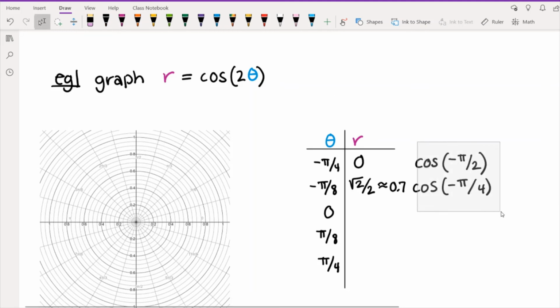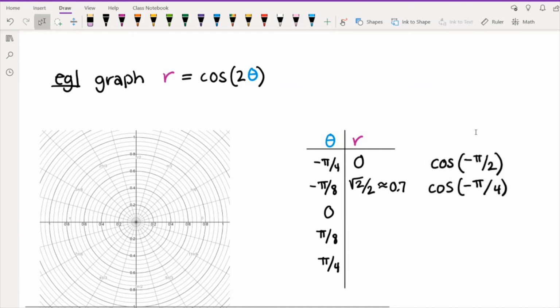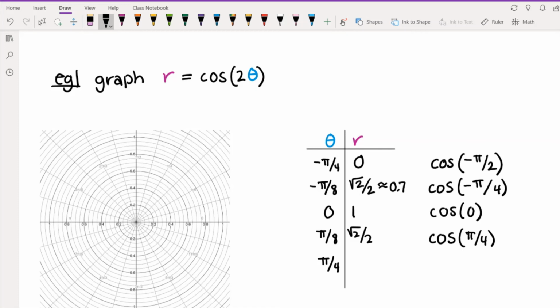Okay, so next we have cosine of 0, right? Because 2 times 0 is still 0, and cosine of 0 is 1. Then we have cosine of 2 times pi over 8, so that's cosine of pi over 4. So cosine of pi over 4 is also root 2 over 2, or approximately 0.7. And then finally we have cosine of pi over 4 times 2, which is pi over 2. Cosine of pi over 2 is 0.